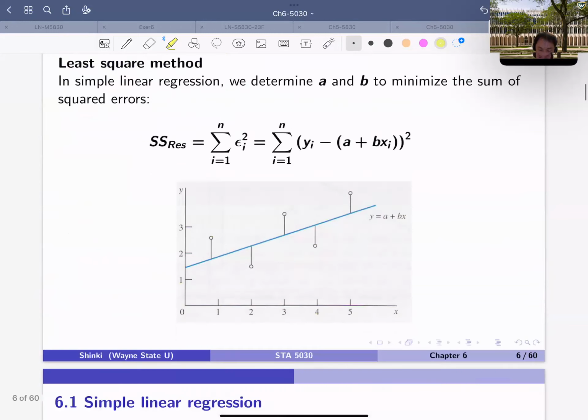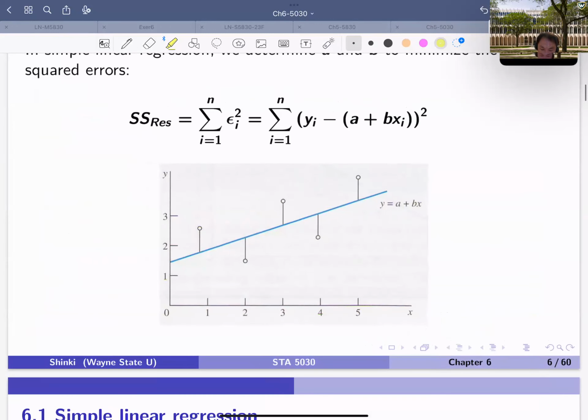Yeah, so now how to estimate this A and B. So we have variable X and variable Y, and we have observations 1, 2, 3, 4, 5, and how to determine this line. Actually, this line is determined so that the sum of the squares of these errors is minimized. So that is our criterion to determine this line.